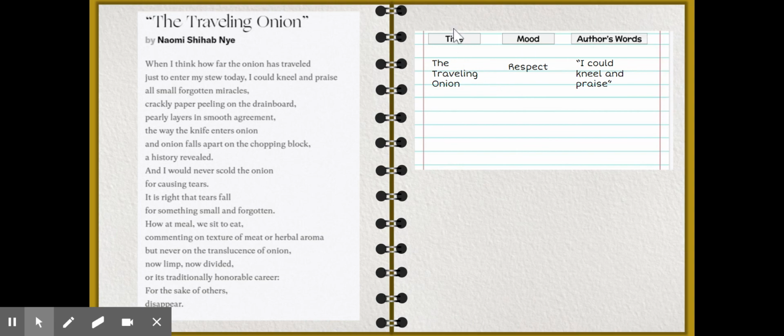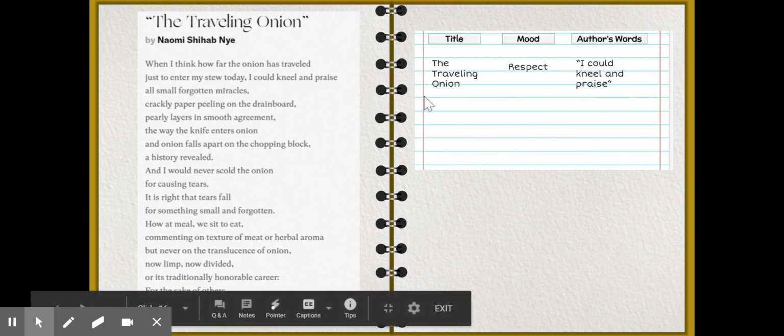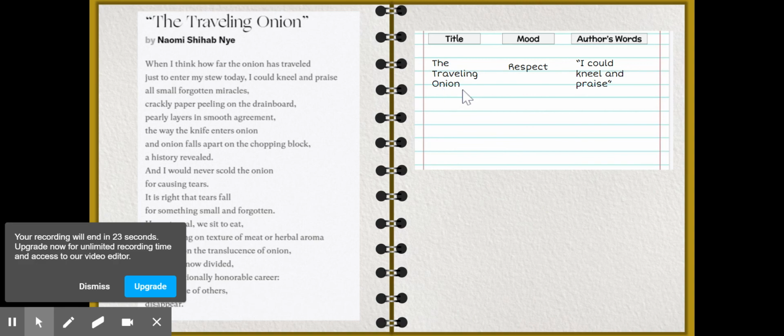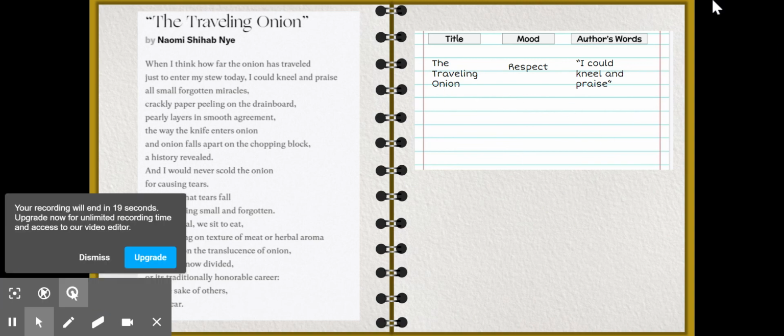So we talked about writing the title. What is the mood that the poet created? And then what words did the author use to create that kind of mood? So here was my example that I just did with you. Now I want you to first try with the rest of the poem to find something else, and then use the next slide to read a new poem and fill out the same chart: the title, the mood, and the author's words that they used. Off you go, readers.